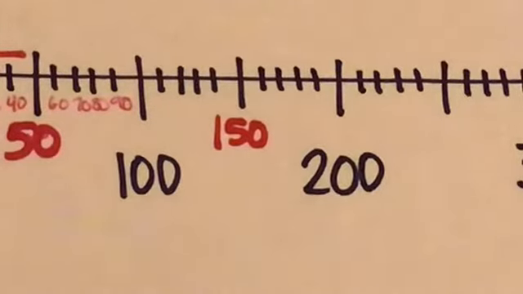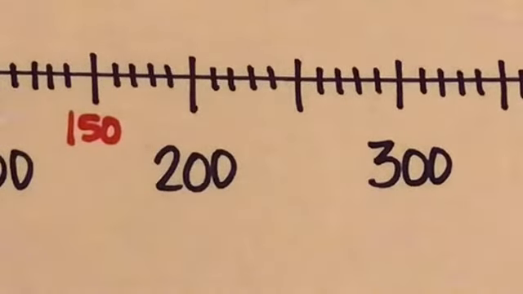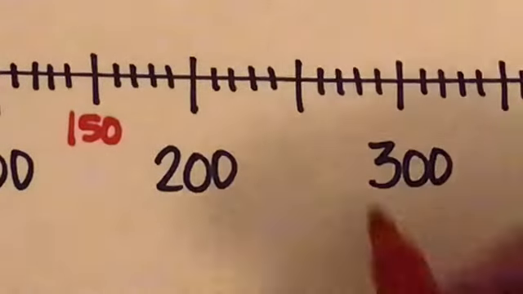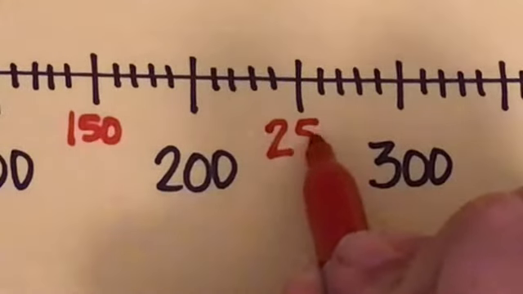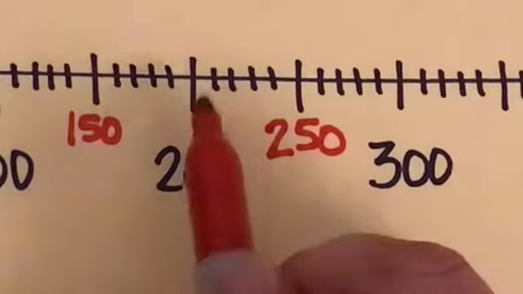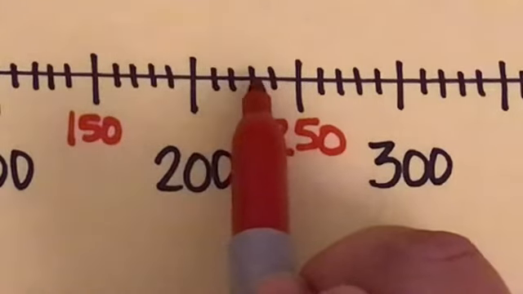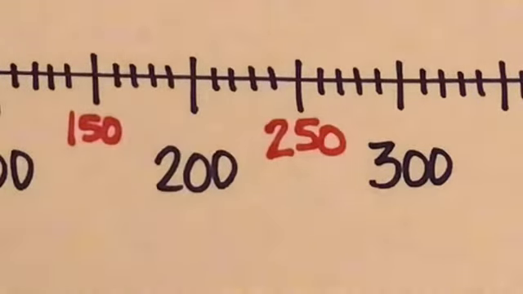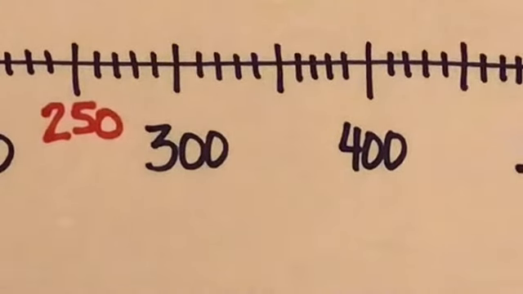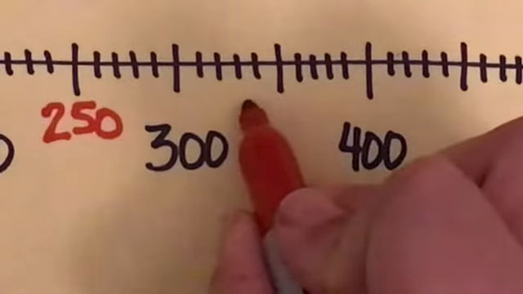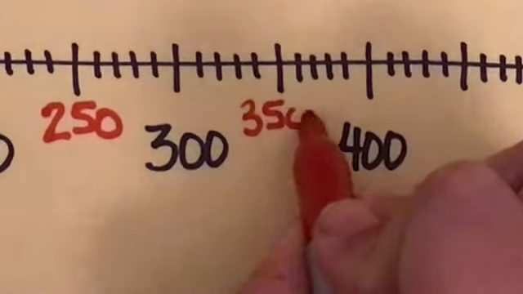How did you do? Let's move between 200 and 300. Write down the number that comes in the middle now. You should have written 250. So 200, 210, 220, 230, 240, 250 comes in the middle. Okay, between 300 and 400. What comes in the middle? Write it down now. Good, you should have written 350.